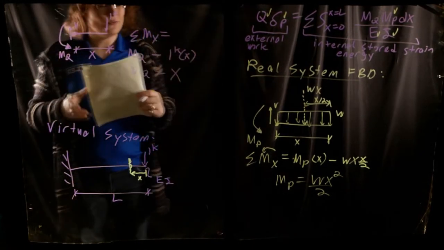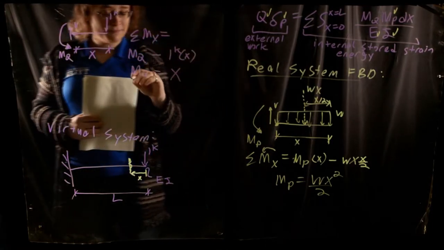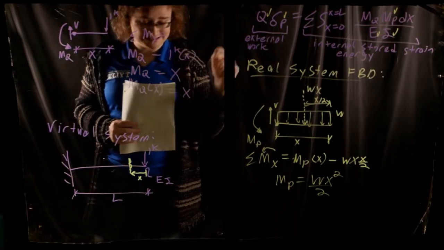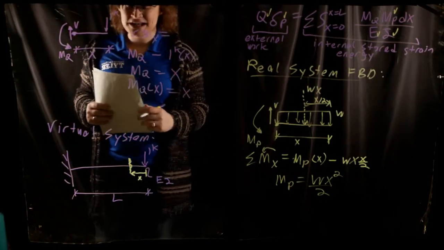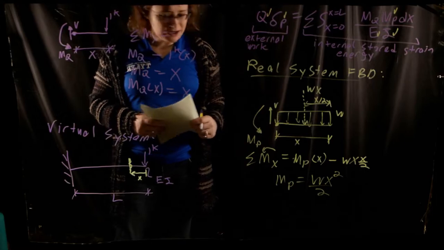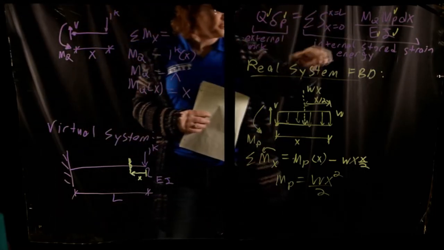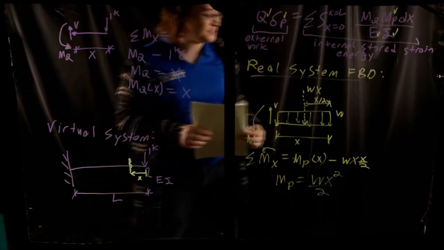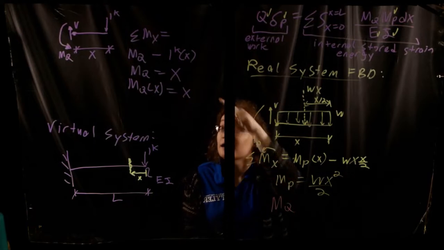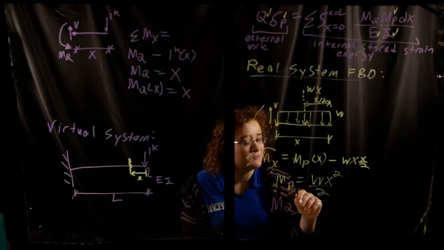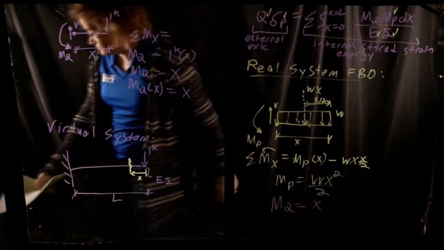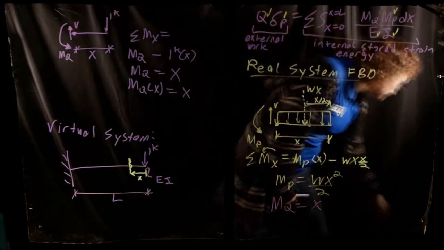Okay. So we now have our MQ and our MP. And again, we could write this as MQ as a function of x is simply equal to x. So we now have our real moment function and our virtual moment function, and we can combine these together to apply our virtual work equation. So I'm going to rewrite this over here, so I can then have some room to write over there. So MQ again is just going to be equal to x. So not too bad so far.